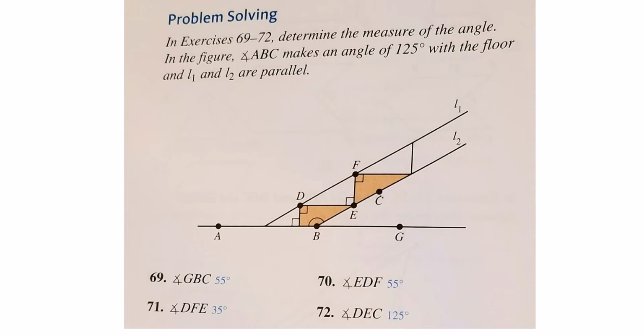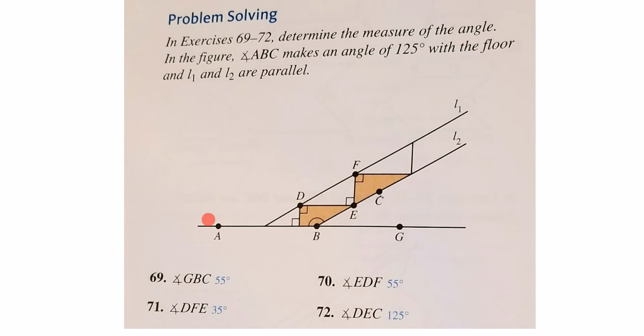Okay, we're asked to determine the measure of the angle in the figure we're given. So here's our figure. Angle ABC measures 125 degrees. This is the floor, and then L1 and L2 are parallel to each other.